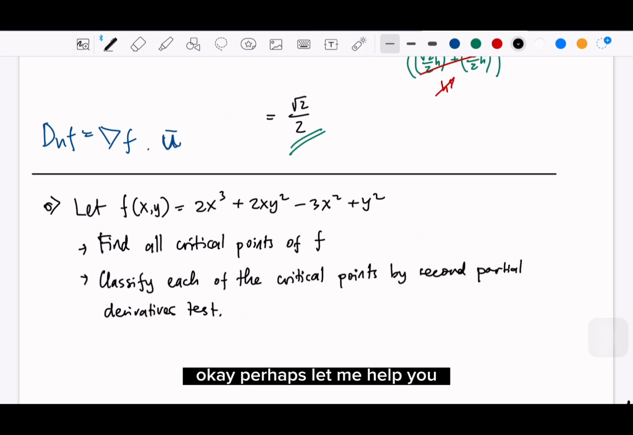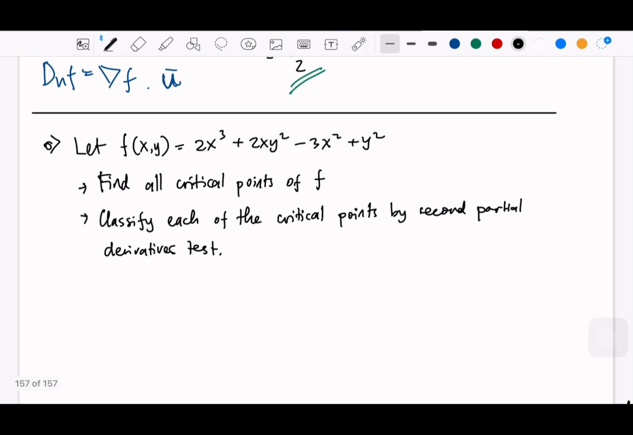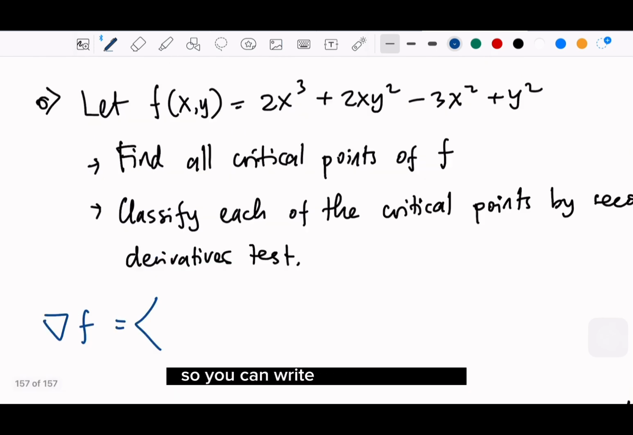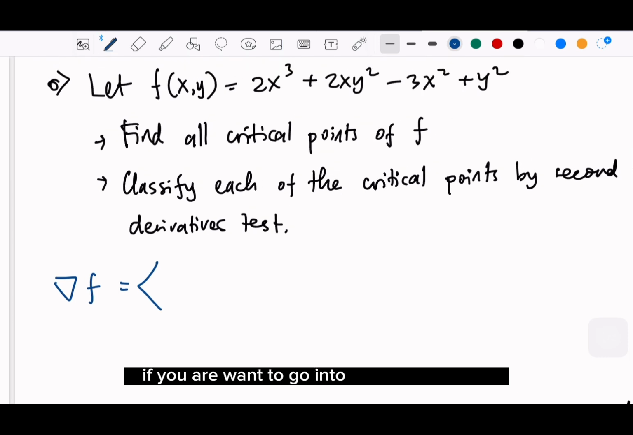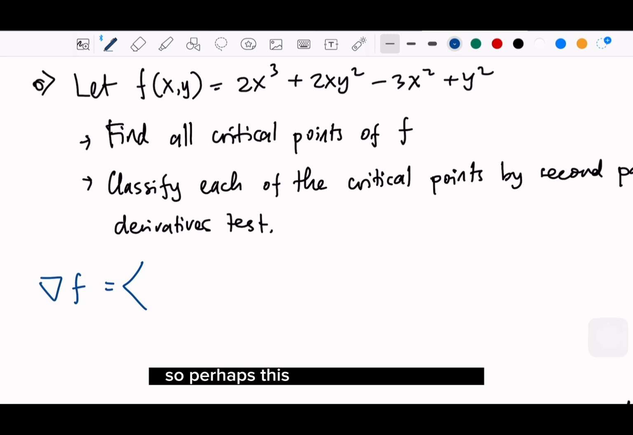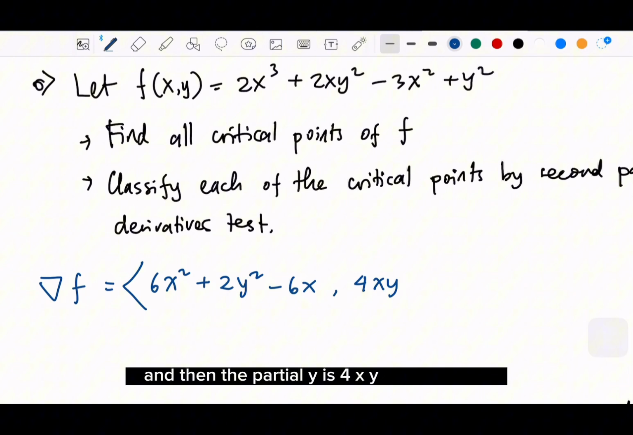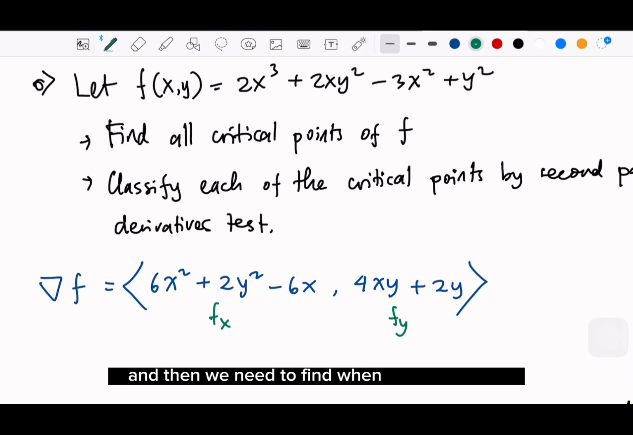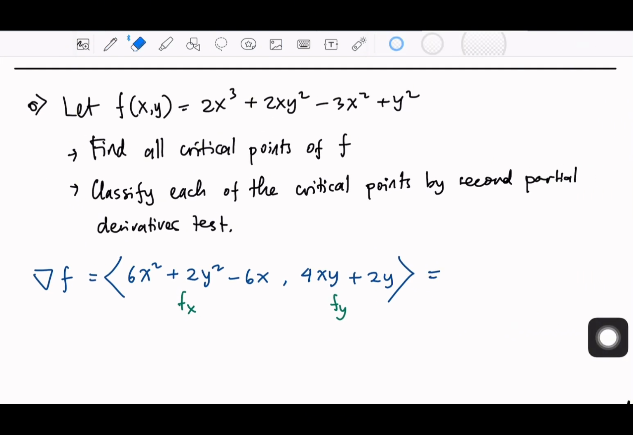Okay, perhaps let me help you. So finding the critical points is taking the partials. You can write directly like the gradient of f. So you can write both inside here if you want, or in just one line. So perhaps this is partial x on the left, 6x squared plus 2y squared minus 6x. And then the partial y is 4xy plus 2y, right? This is partial x, this is partial y. And then we need to find when this is equal to 0, right?